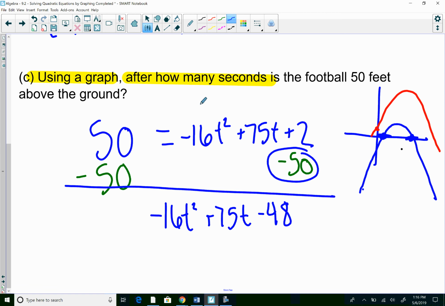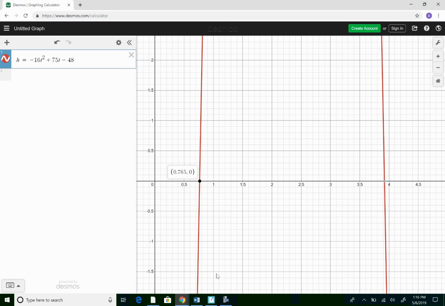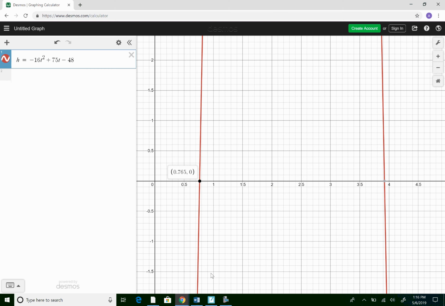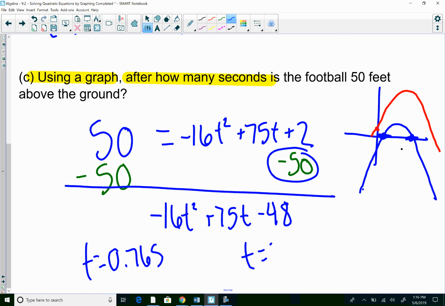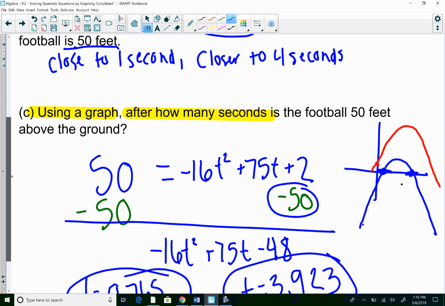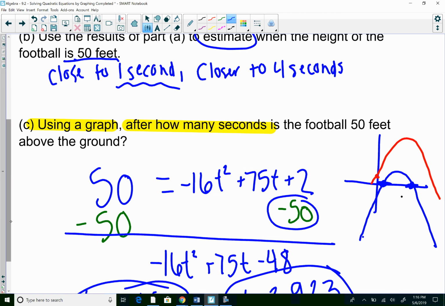So after how many seconds? T equals 0.765 and t equals, where is this one here? 3.923. Look at these times. You've got about 0.8 seconds, which is really close to 1, and you've got 3.9 seconds, which is really close to 4 seconds.